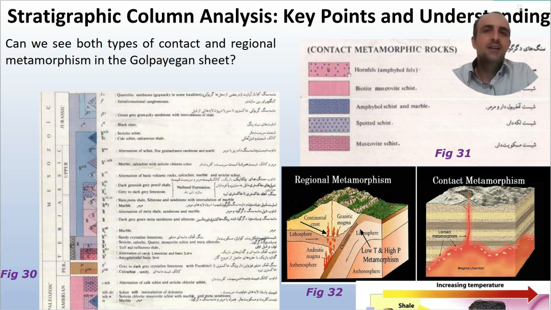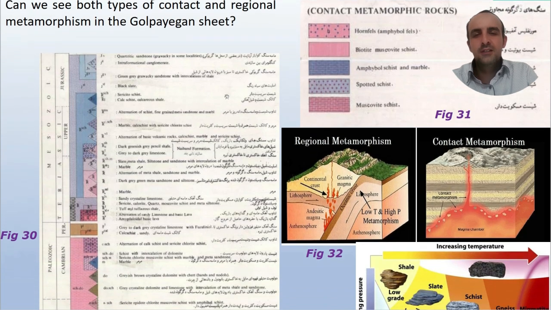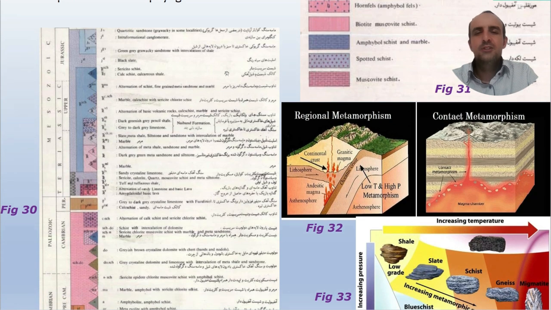And now, in the present, when we go to the field, we can see Hornfels and other contact metamorphic rocks. But the main one is Hornfels. So it is obvious that in Gulpaigan we have contact metamorphic rock. What about regional metamorphic rock? Is there any regional metamorphic rock in Gulpaigan?